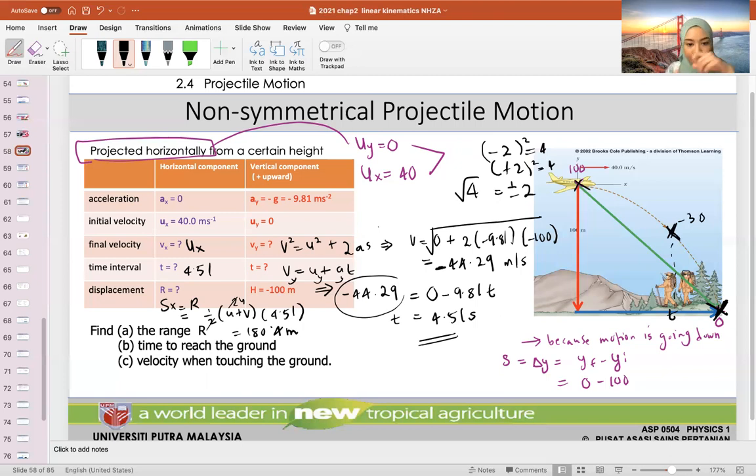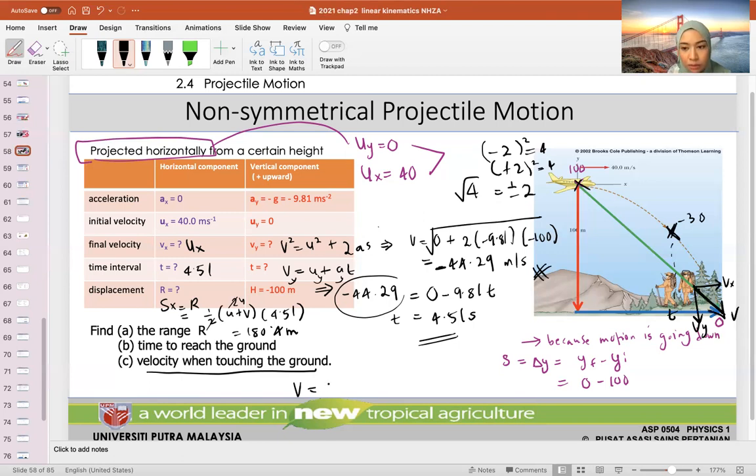Velocity when touching the ground. So the last question is asking us, what is the velocity when touching the ground? We already know the Vx, we already know the Vy. What was the Vy? It's here. So we get something like this, Vx, Vy, and we want to know V, which is this dude over here. We want to know the magnitude and the angle.